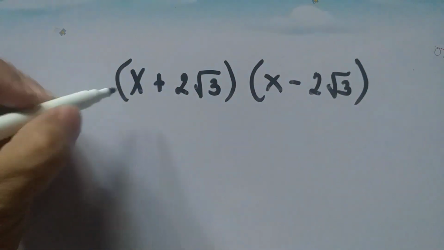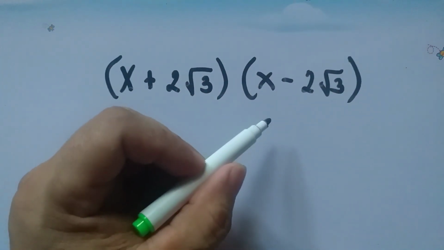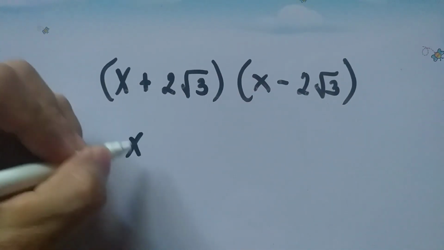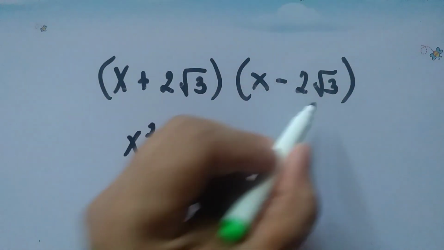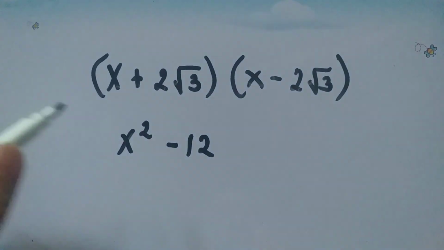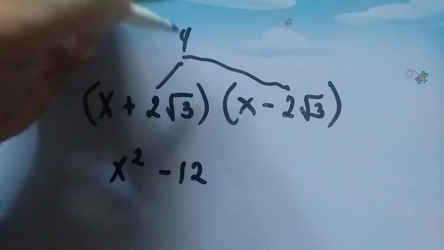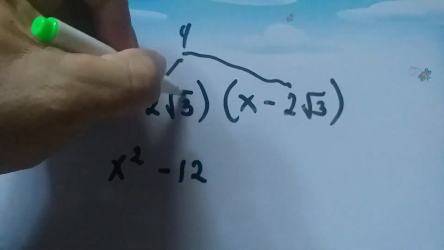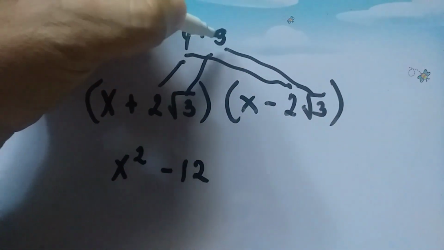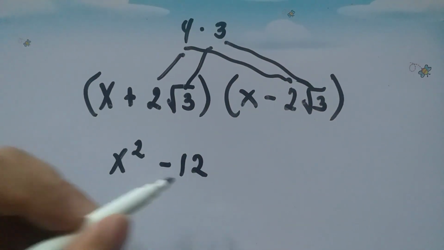Let's have another given. Quantity x plus 2 times the square root of 3 times the quantity x minus 2 times the square root of 3. So get the product of the first terms. We have x squared. And get the product of the second terms. We have negative 12. But how did that happen? So we have 2 times 2 is 4. Then square root of 3 times square root of 3 is 3. Then 4 times 3 is 12. Therefore, our product is x squared minus 12.